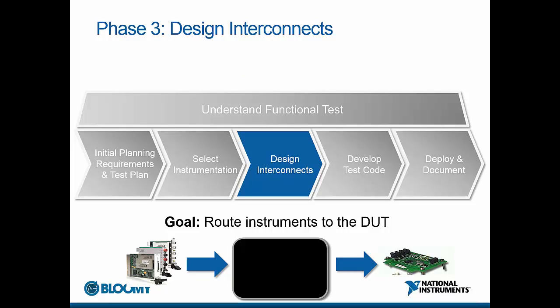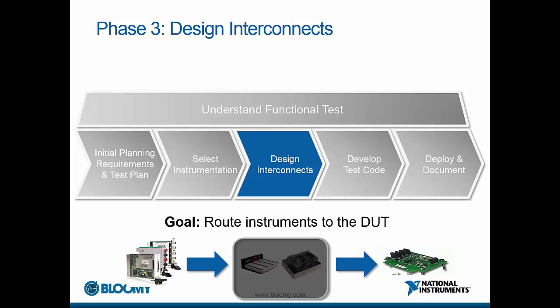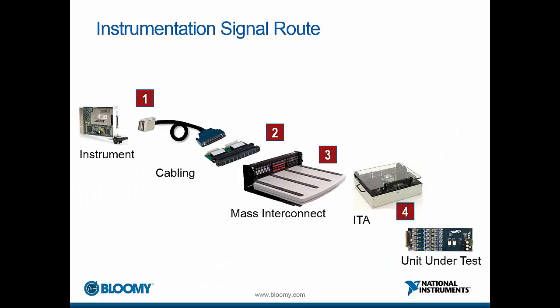In Phase 3 of our ATE design process, we will define the interconnects that route signals from our instrumentation to our device under test. Signals are typically routed from the instrument through some cabling to a mass interconnect. The mass interconnect provides a generic interface which allows custom interface test adapters, or ITAs, to route the signals to the unit under test. This requires the signal interfaces to be mapped 4 times.